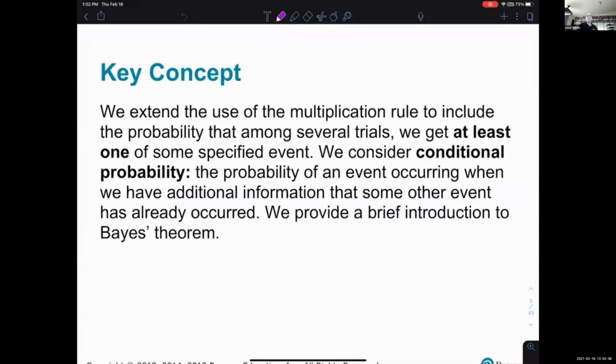We extend the use of the multiplication rule, which was in 4.2, to include the probability that among several trials, we get at least one of some specific event. Again, now they're talking in general, and it's really hard to think about general statements that are broad if you don't know clearly what they're referring to or what their meaning is. So what do they mean by several trials that you get at least one of some specified event?